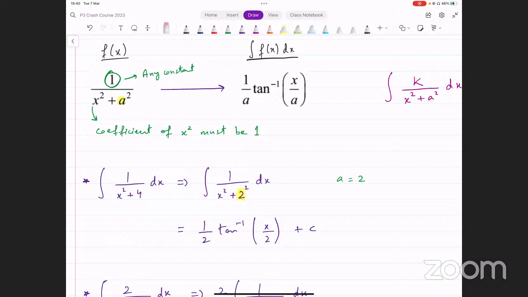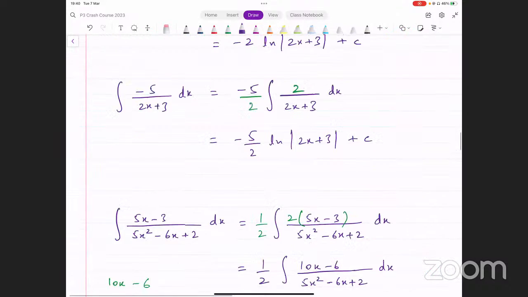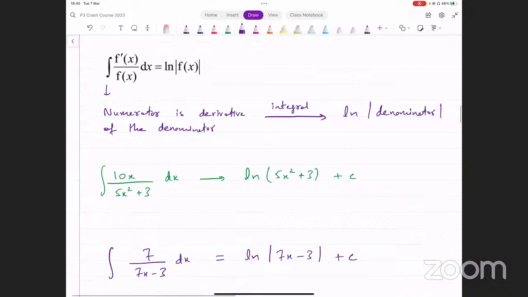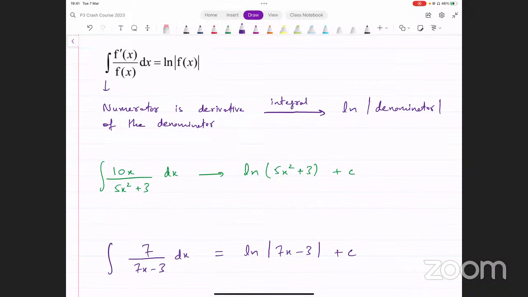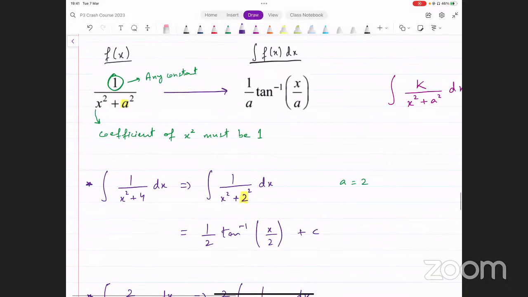So these are two ways of integrating fractions using the log rule and the tan inverse rule. For the log rule, what was the condition? The condition was you need the derivative of the denominator in the numerator. For the tan inverse rule, what is the condition? You need something in this form: 1 over x squared plus a squared.